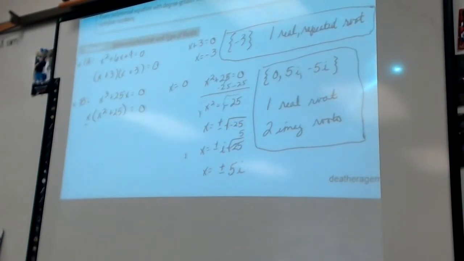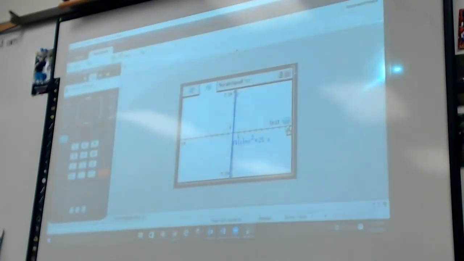Anybody get it? I'm good on my calculator. Okay. What are we doing? Here it is. We're just graphing it. Here's x cubed plus 25x. Now I would need to zoom out, but you can tell where it crosses. Where does it cross the x-axis? At 0. That's the only place.